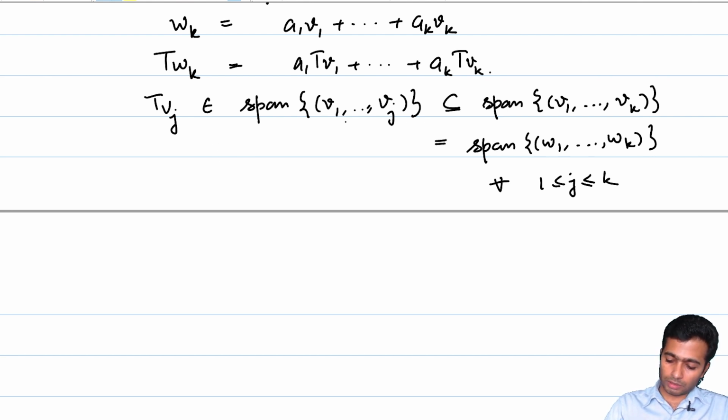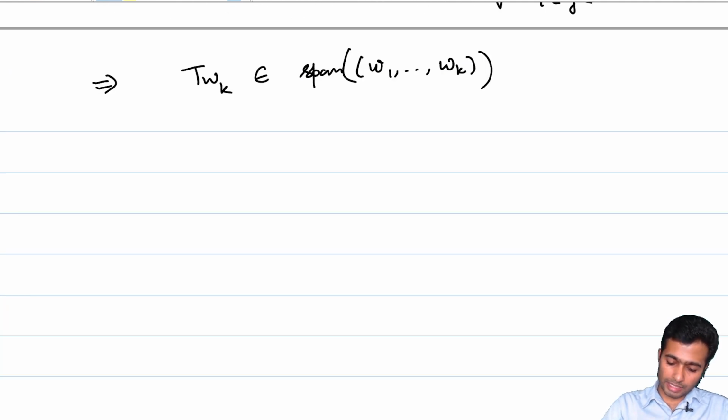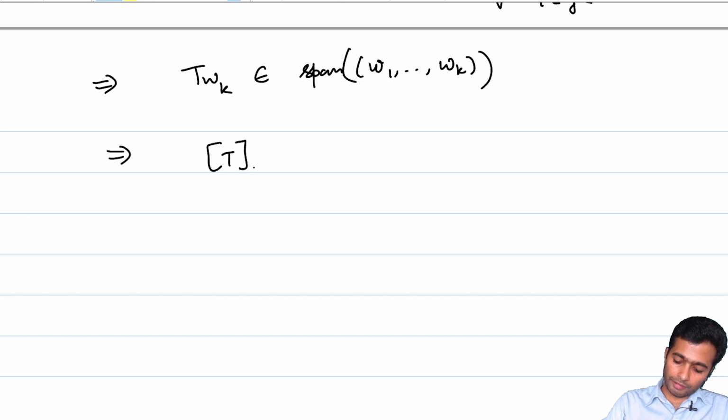This comes up because the span of V1 to Vk will in particular contain the span of any subset of V1 to Vk, and the final one is because of Gram-Schmidt orthonormalization, which implies that each of the TVj belongs to the span of V1, V2 up to Vk, and hence TWk, which is A1 TV1 plus up to AK TVk, also belongs to the span of W1 to Wk. But what does this imply? This implies that the matrix of T with respect to beta prime is upper triangular. This is precisely what it means.